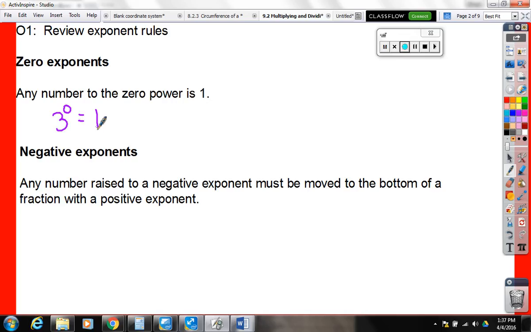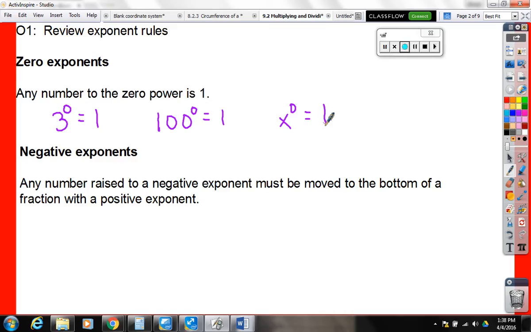So 3 to the 0 power is 1. If you had 100 to the 0 power, that would be 1. If you had any number, even a variable like x to the 0 power, that's 1. I'll show you why that works when we do division in a few minutes. We're going to actually look at that today. Okay, so that's the first thing you need to know.